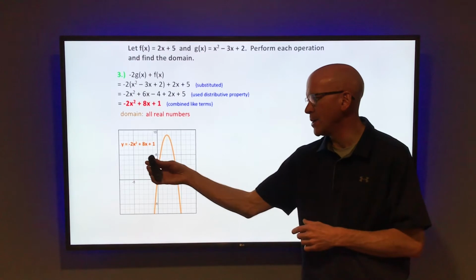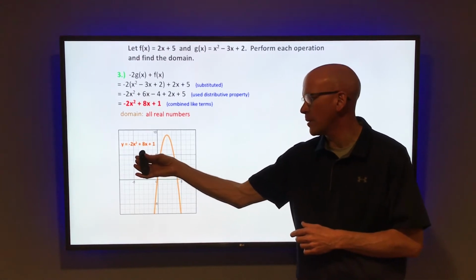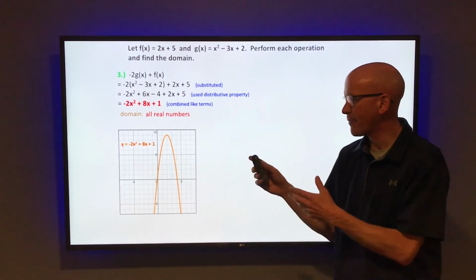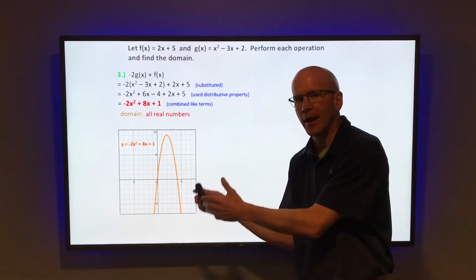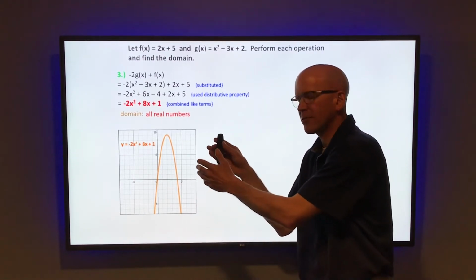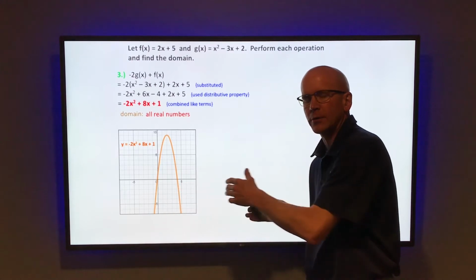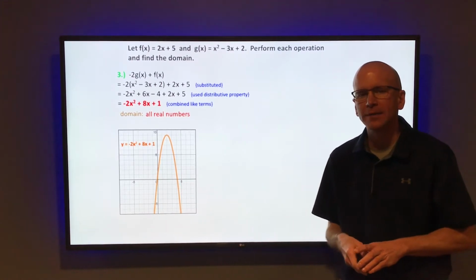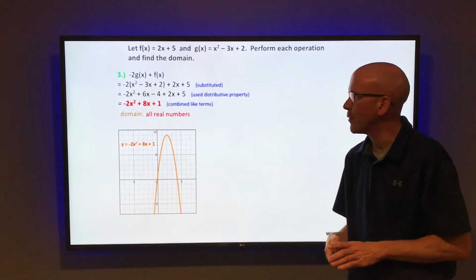And if that was an equation, such as y equals negative 2x squared plus 8x plus 1, the graph of that would be a parabola. It's a U-shaped graph opening downward. As that parabola goes farther and farther down, it's going to get wider and wider, consuming or using all x values in the construction of that graph.